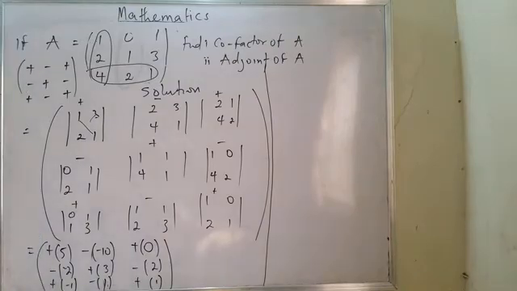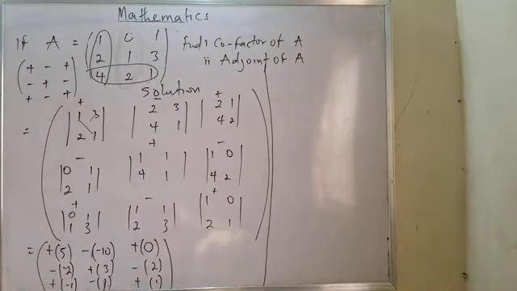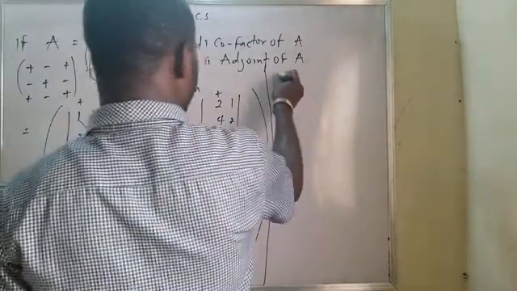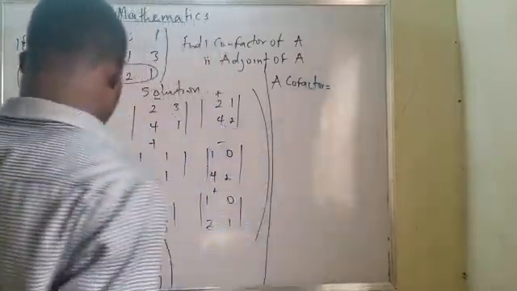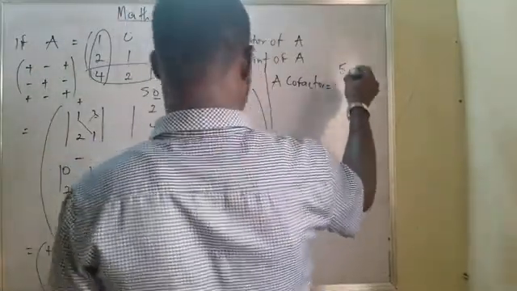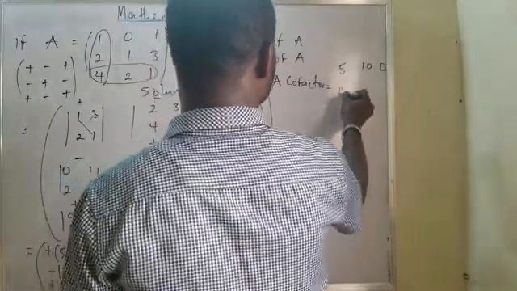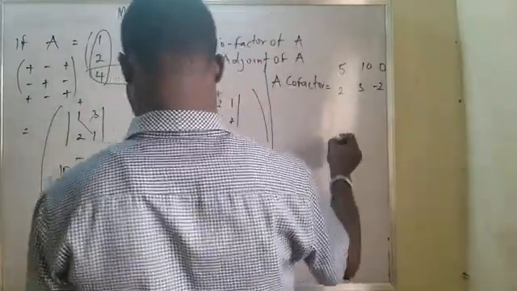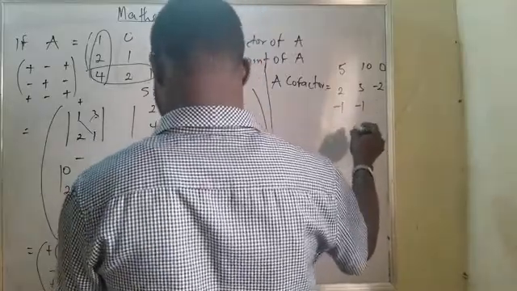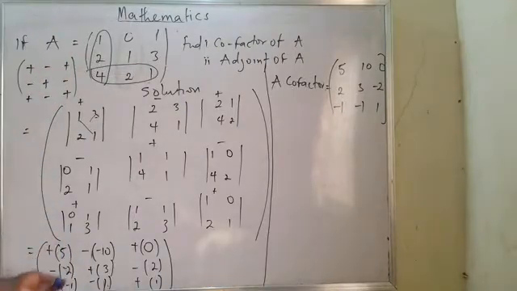Can you see the implication of those signs standing by from here? Please take note of that. It means my cofactor, my A cofactor will be equal to 5, 10, 0, 2, 3, minus 2, minus 1, minus 1, and 1. That is my cofactor. That is my cofactor. Now, there is a matrix on its own.